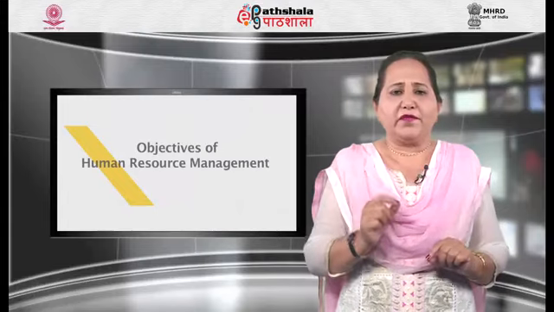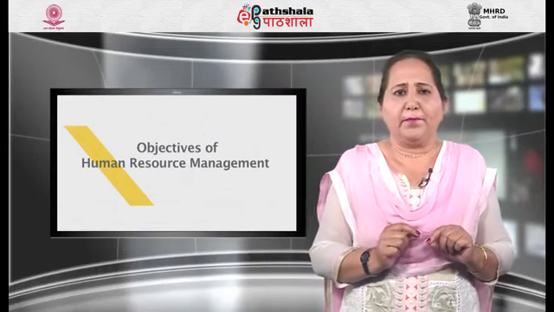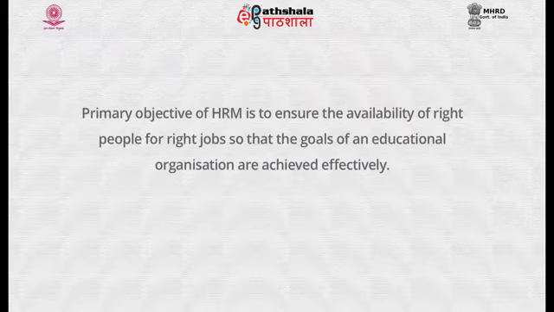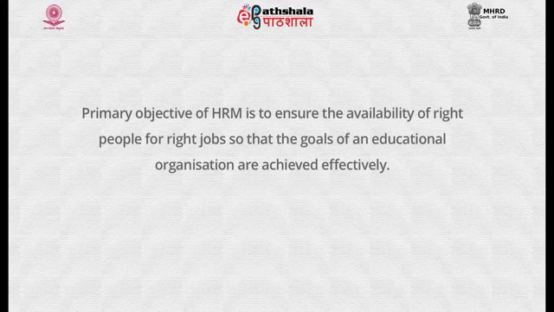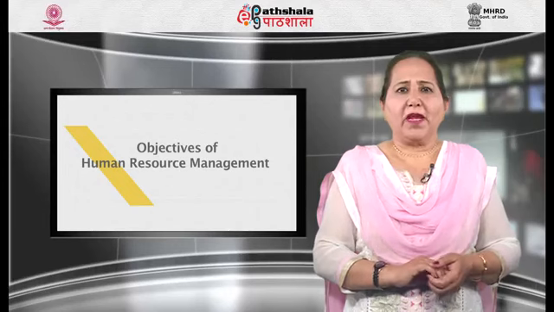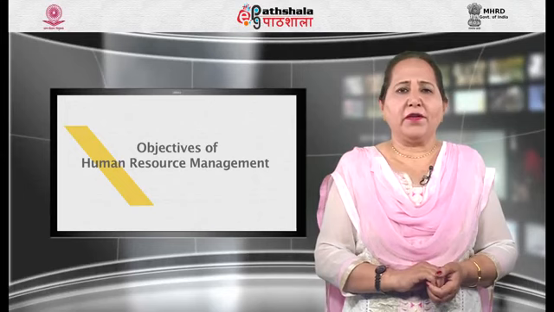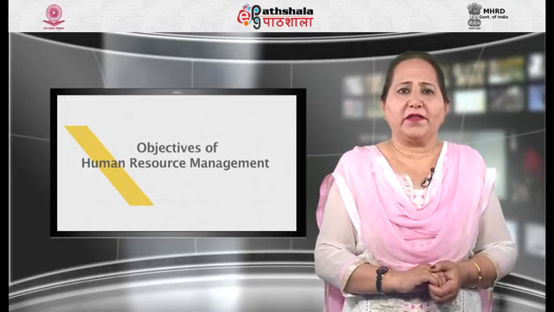Now, let's know the objectives of human resource management. The primary objective of human resource management is to ensure the availability of the right people for the right jobs, so that the educational goals of an educational organization are achieved effectively. The primary objective can further be divided into the following sub-objectives.